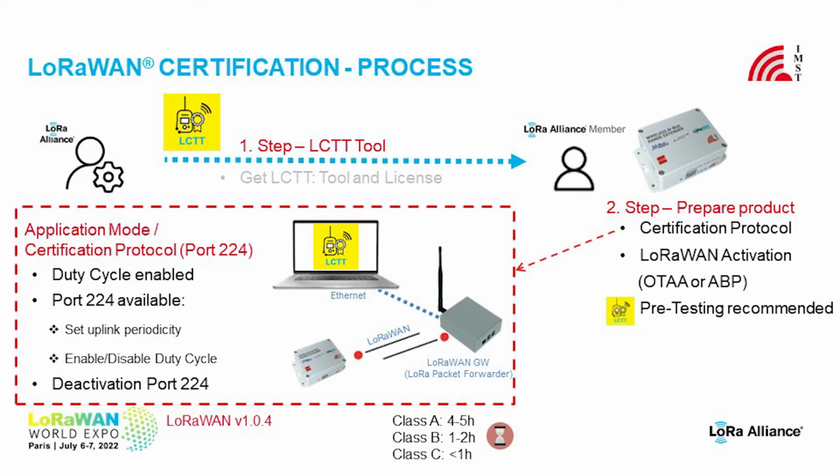Those test commands are important, for example, to set the uplink periodicity, just to tell the standard application to send uplinks as fast as possible. So this testing could take around 5 hours, depending on the region. And for Class B and Class C, the additional testing is quite a bit faster. Once your device is prepared with the certification protocol, you can then run the testing with the LCTT.